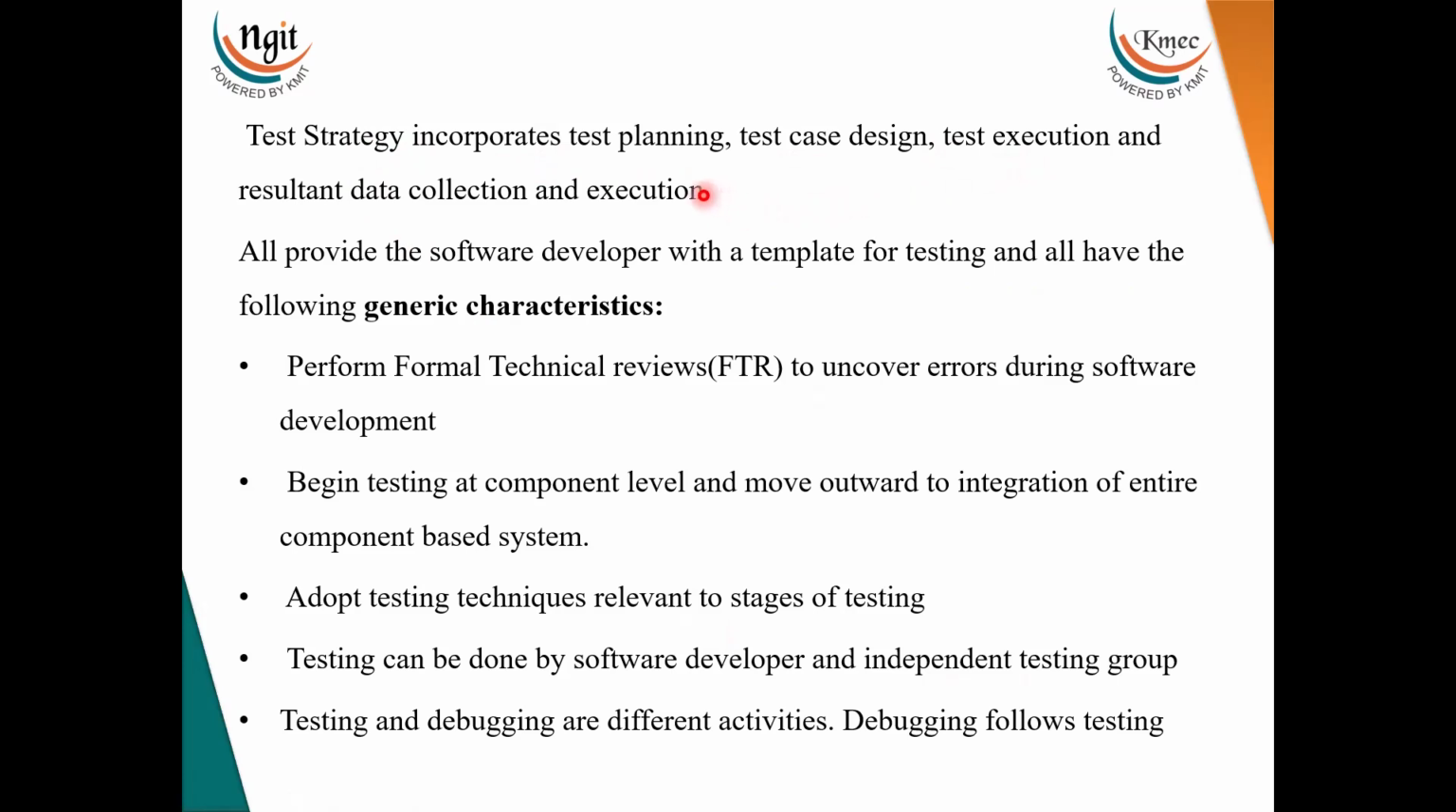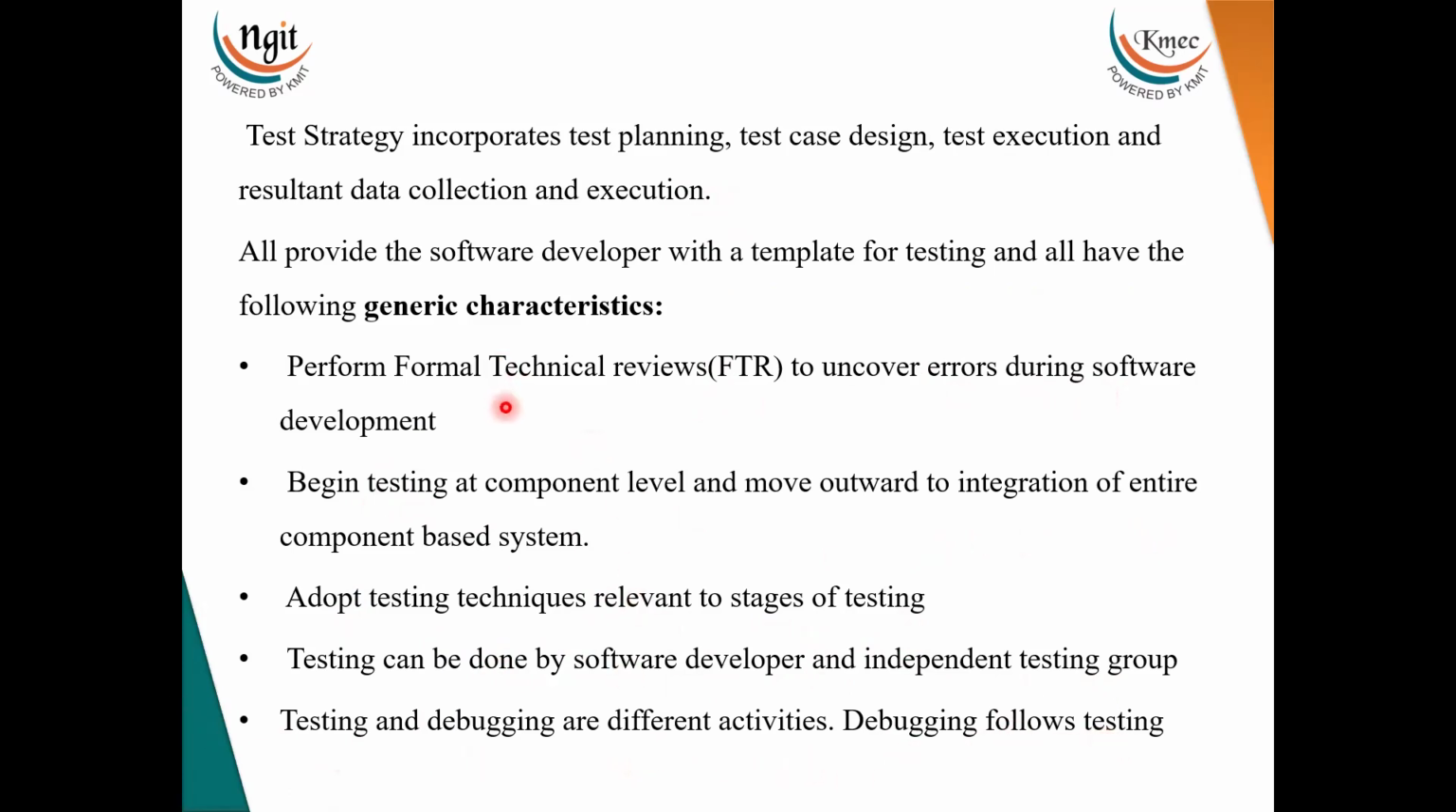When we go further, these provide the software developer with a template for testing and all have the following generic characteristics. First one is to perform formal technical reviews, that is FTRs, to uncover errors during software development. Second is to begin testing at component level and move outward to integration of the entire component-based system. Third one is to adopt a testing technique relevant to stages of testing. Fourth one, testing can be done by the software developer and an independent testing group. Testing and debugging are different activities. Debugging follows the testing.